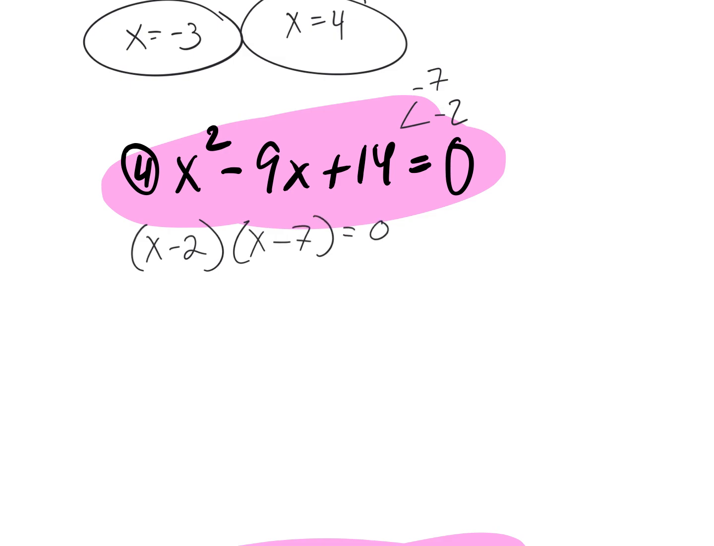Again, I'm just going to simplify these. x minus 2 is equal to 0, and x minus 7 is equal to 0. I can add the 2 on both sides, and I'm left with x is equal to 2.